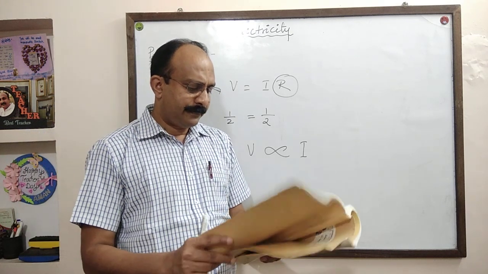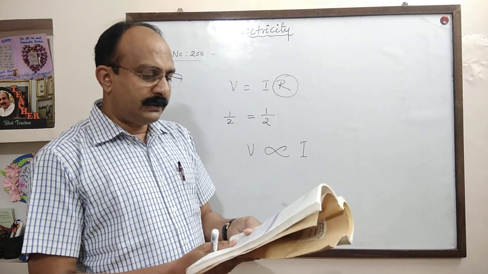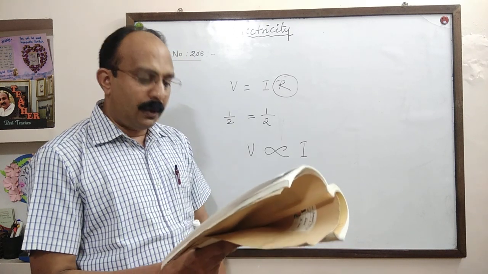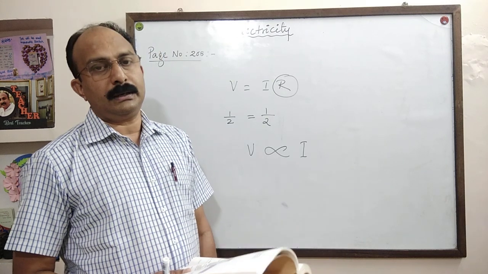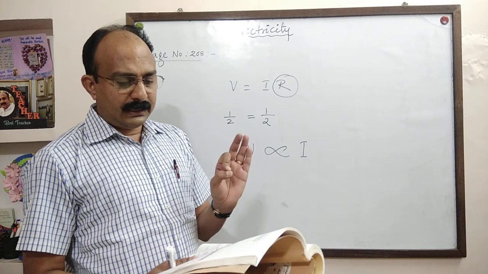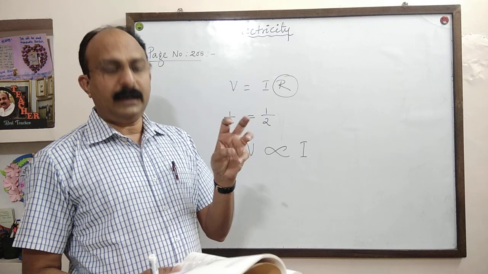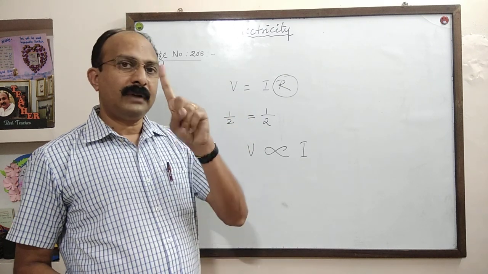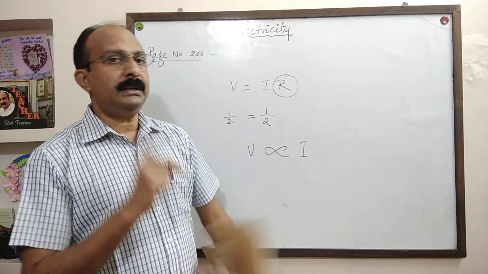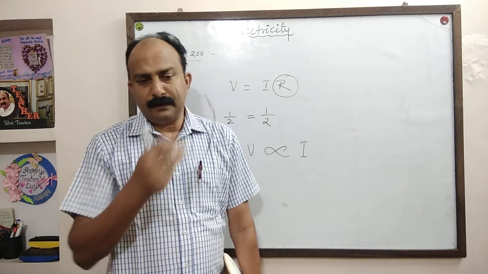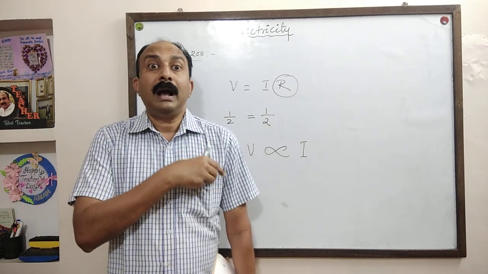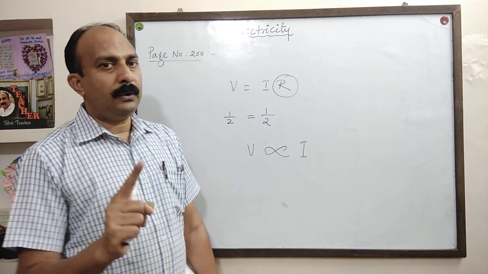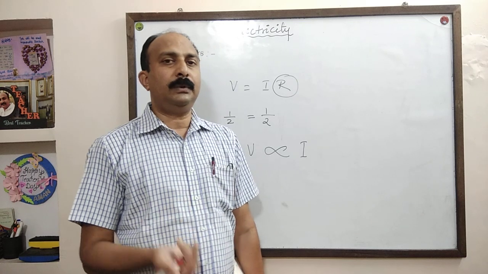Next question. Why are coils of electric toasters and electric irons made of an alloy rather than a pure metal? Yes. We know that the coils of electric toasters and electric irons are made up of alloys. There are two reasons for this. Number 1, alloys have higher resistance than pure metal. Alloys have higher resistance value than pure metal.